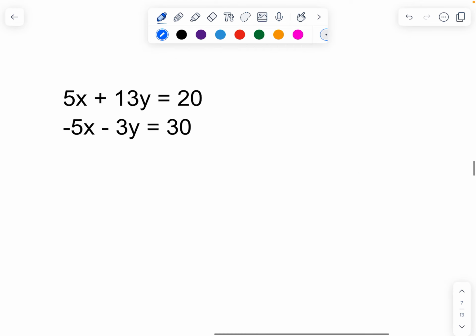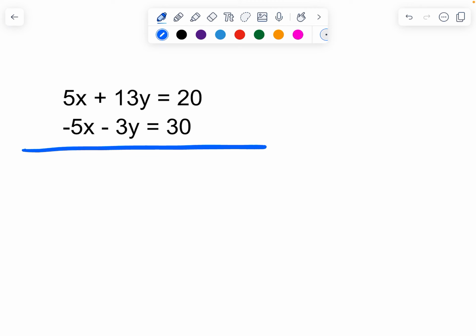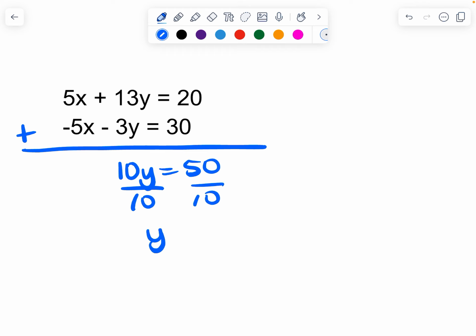Okay. Over here, same thing. I add straight down. These cancel out. So I get 10y equals 50. I divide by 10. I get y equals 5. I take that, I plug it back into one of the two equations. I'm going to pick the first one. Why? Because I wanted to.